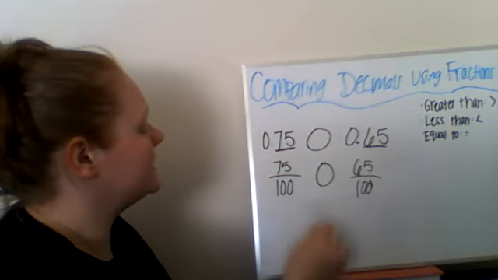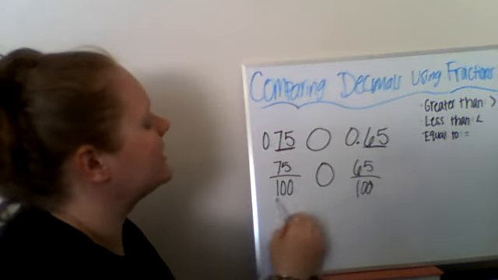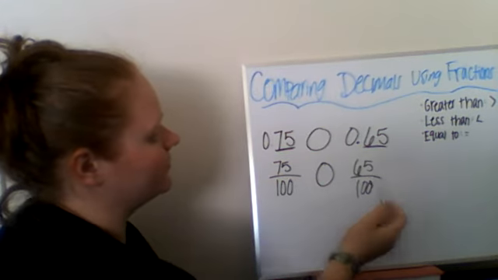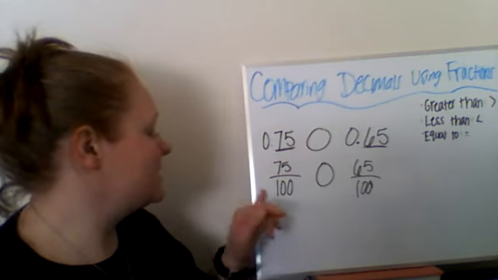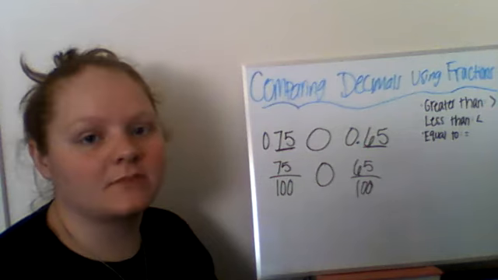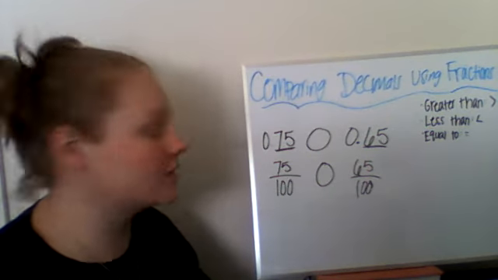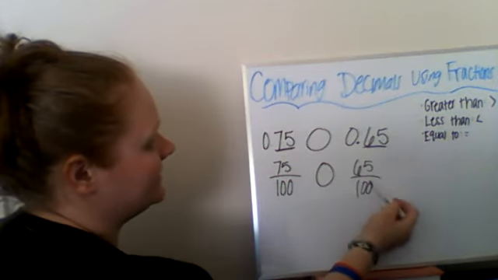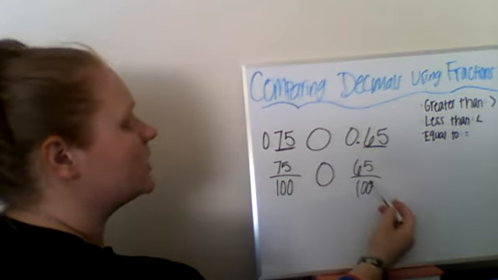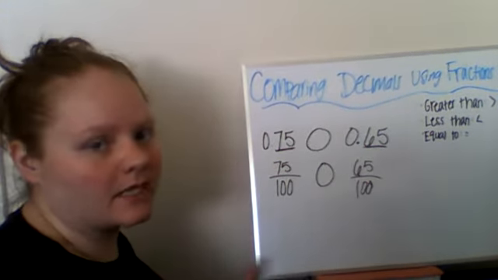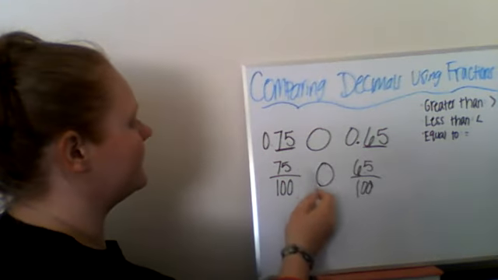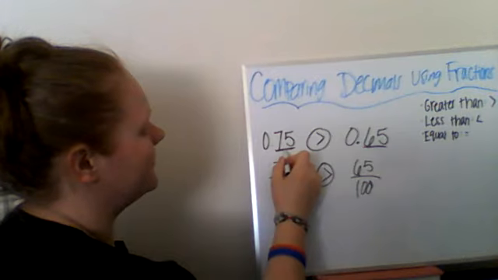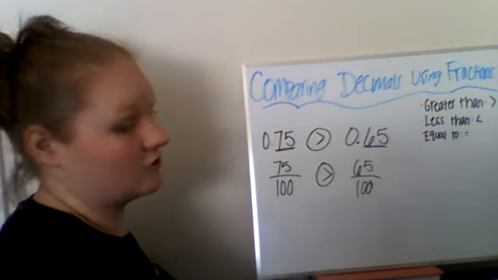Now I can clearly see these numbers to represent which one is bigger. I have 75 hundredths and 65 hundredths. When you see a number over hundreds, think of pennies because it takes 100 pennies to make $1. In this case, I have 75 pennies and 65 pennies. I want to have the greatest amount of pennies to help me get to $1. So 75 is greater than 65. So in this case, 75 hundredths is greater than 65 hundredths.